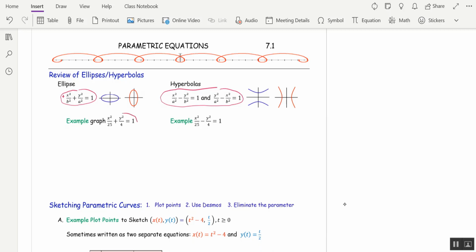So let's graph this ellipse. I know it's an ellipse because both quadratics are positive. Let's just plot the intercepts. If x equals 0, then y squared is equal to 4, so y is plus or minus 2. That gives me intercepts 0, plus or minus 2. And then if y equals 0, then x squared is 25, so x is plus or minus 5. That gives me intercepts plus or minus 5, 0.